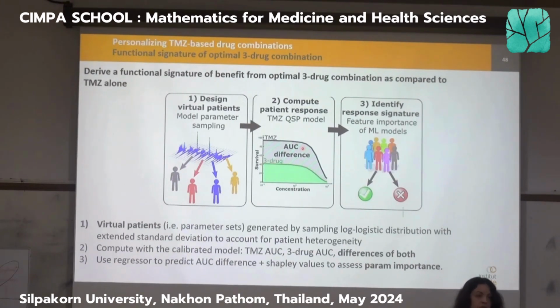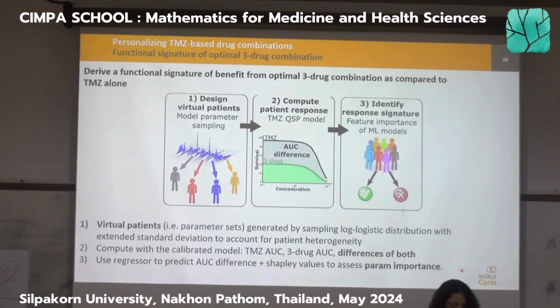On the opposite, if the AUC difference is large, it means that you have managed to sensitize yourself to temozolomide, and you do want to add the drugs for the patient. So this is one parameter set, two model outputs in terms of AUC difference.